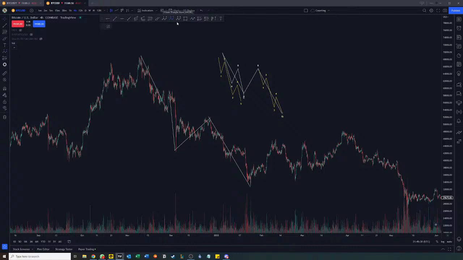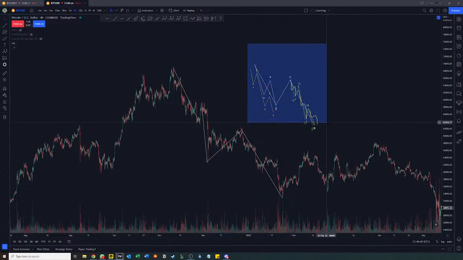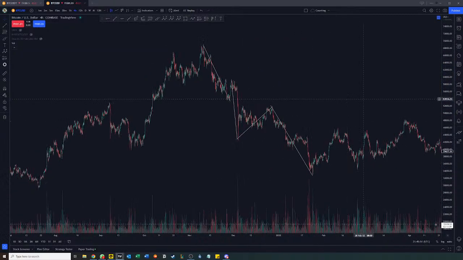And these waves don't have to be 1, 2, 3, 4, 5 like an impulse. You can have ABC, ABC, ABC. So maybe I should have put it as A, B, C, D, E. But just remember, it consists of 5 waves. And now we see here.